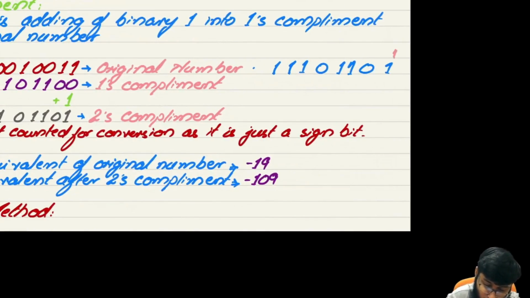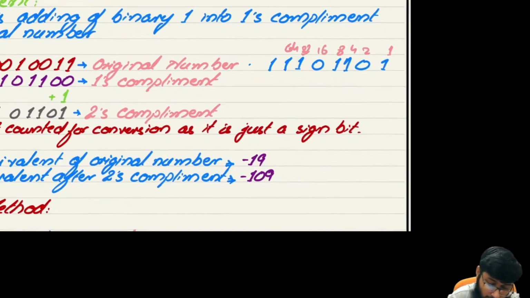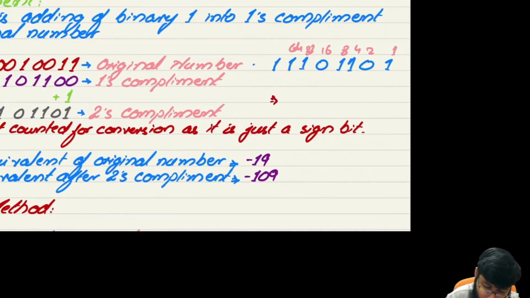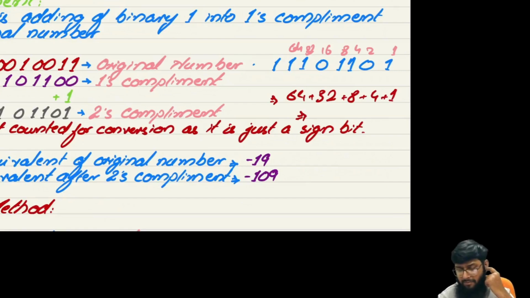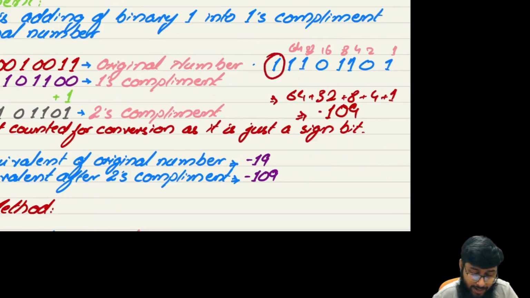So again, powers of 2: 1, 2, 4, 8, 16, 32, 64. Okay, now if I'm adding it up, it will be 64 plus 32 plus 8 plus 4 plus 1. So it will be giving me a 109, I think. So 64 plus 32 gives me a 96. 96 plus 12 will be giving me a 108 and a 109. A 109, yeah, but again, this was a sign bit, so we are getting a negative 109. That means the 2's complement form of minus 19 is minus 109.